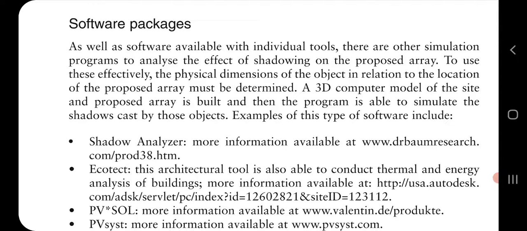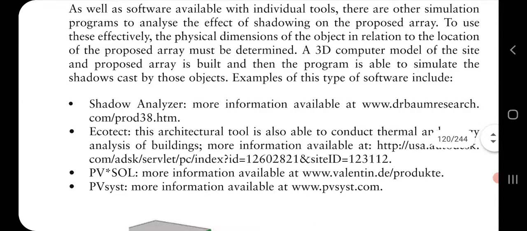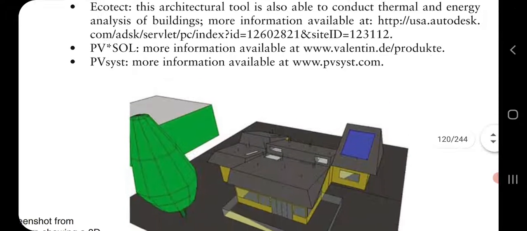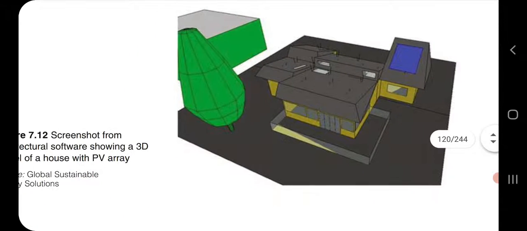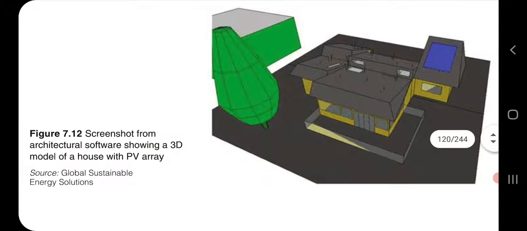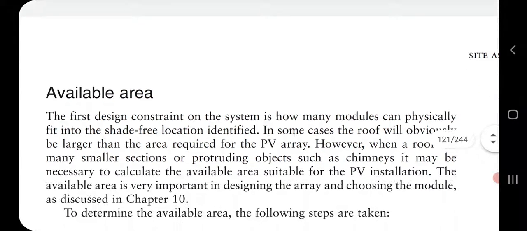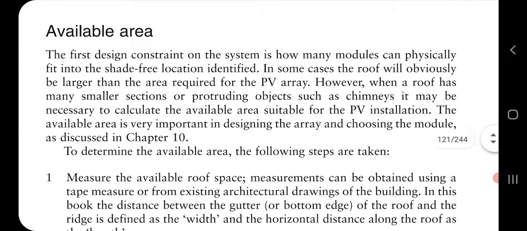A 3D computer model of that site can be obtained by using all these types of software. This is a screenshot from the architectural software showing 3D models of a particular house with PV arrays. Now the available area is very important to find. How are we going to find the areas, and how many PV modules or arrays are required? That also plays a very important role.